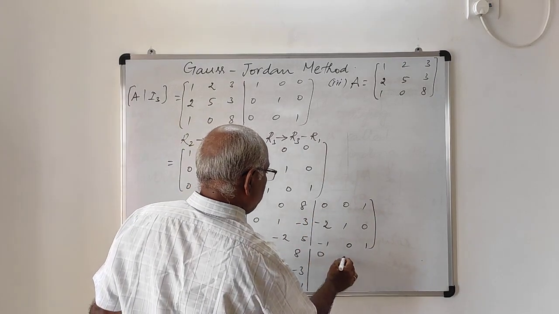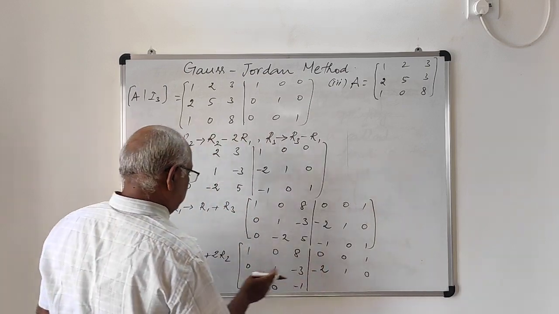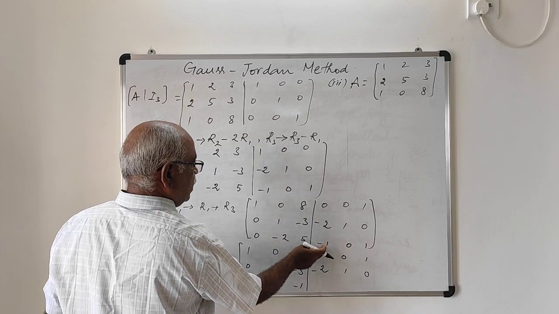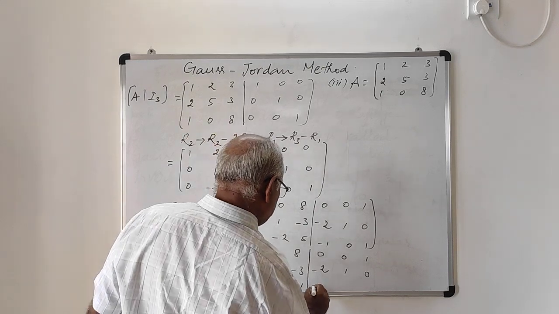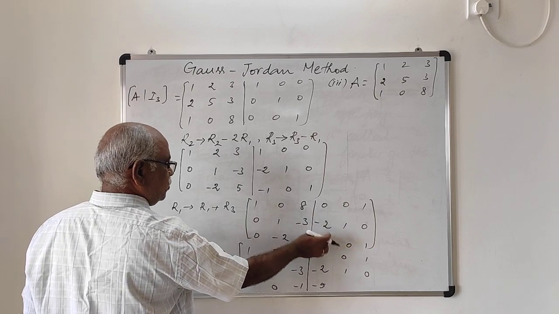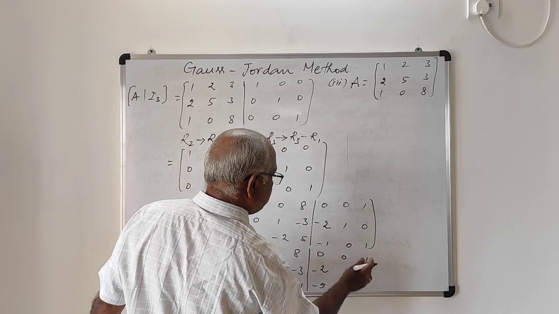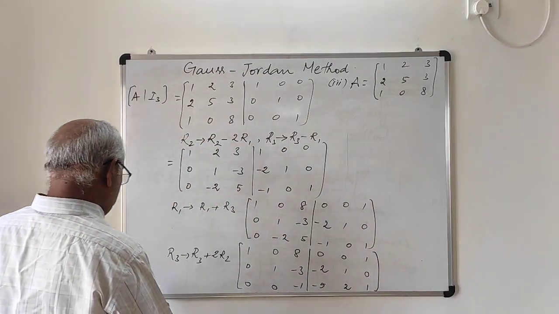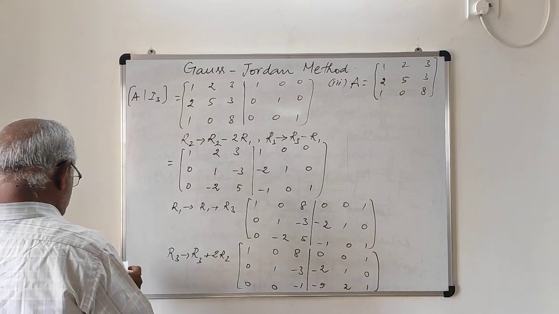Similarly, 0, 0, 1, and the second row, minus 2, 1, 0, stays as it is. For the third row, R3 plus 2 times R2: R3 is minus 1, 2 times R2 minus 4, giving minus 5. 0 plus 2 times R2 is 2, and 1 plus 2 times R2 is 1. So the row is minus 5, 2, 1. That is R3 plus 2 R2.